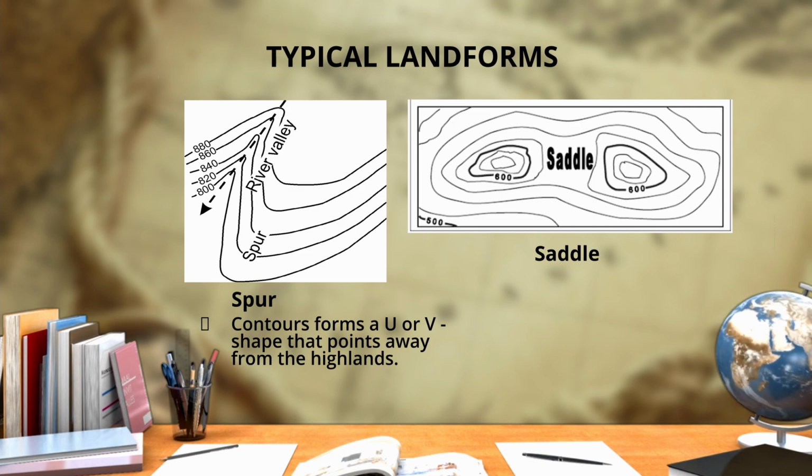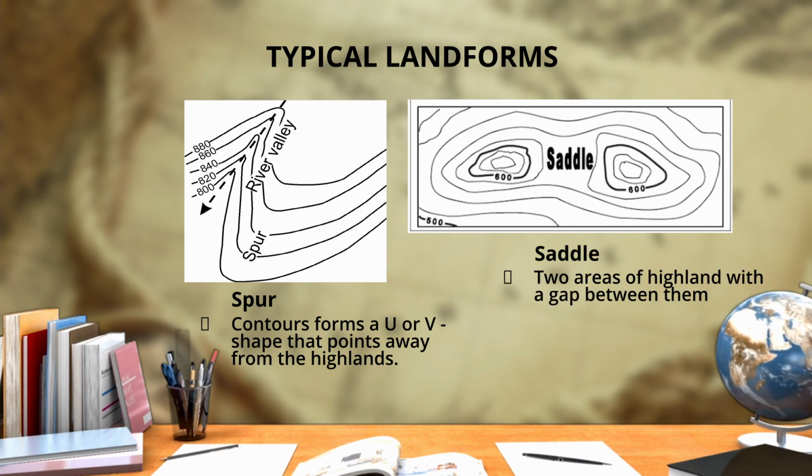Then we have a saddle. A saddle, as shown there, it is just an area between two higher lands with a gap between them. So when there are two higher lands, then the gap between them, it's called a saddle. Or in other words, it's just a land between two mountains in a map. That is a saddle, that space.